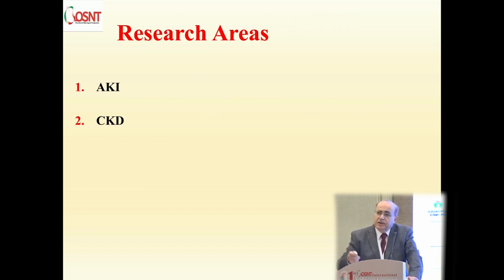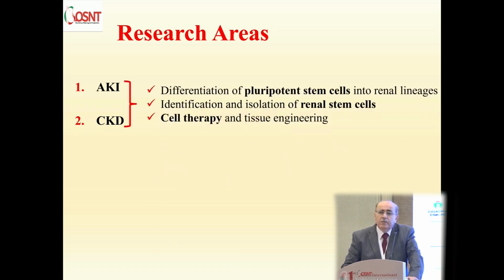Research areas: there are several areas. First of all, as I said, acute kidney injury and chronic kidney disease. First of all, we have to differentiate what is called pluripotent stem cell into renal lineage. So we have pluripotent stem cells and we have renal stem cells, and we have to generate renal stem cells from pluripotent stem cells. This is the first step. Second, we have to identify and isolate these renal stem cells. And third is to inject or transplant these renal stem cells.